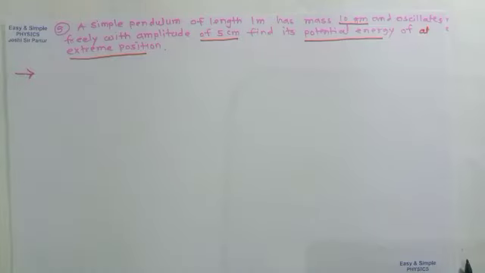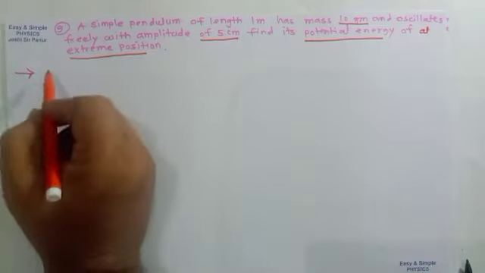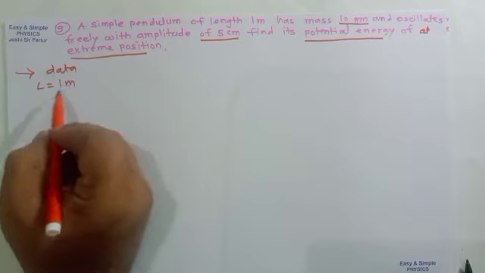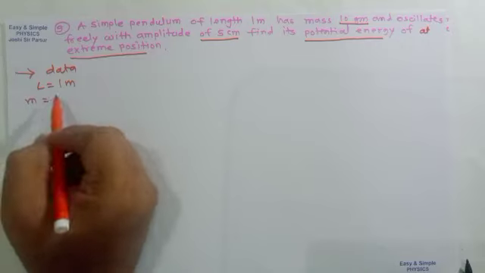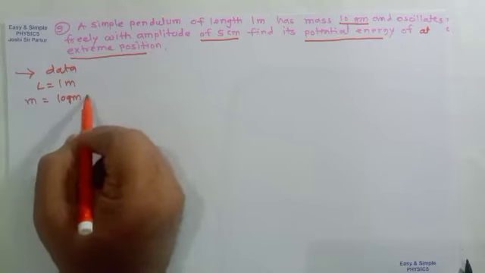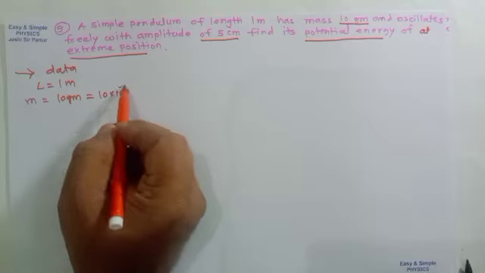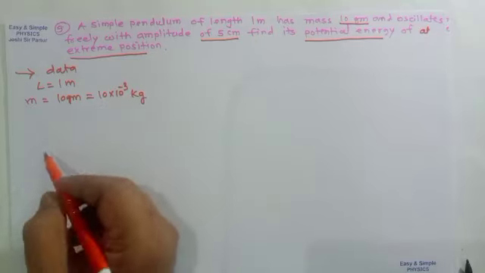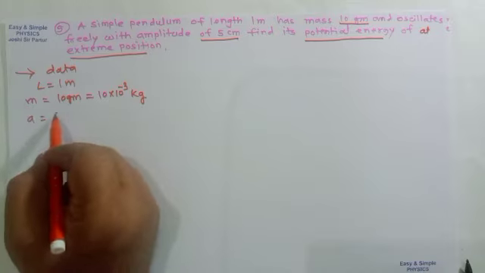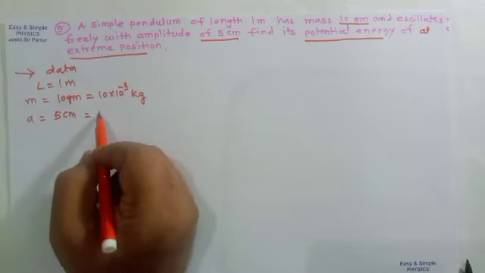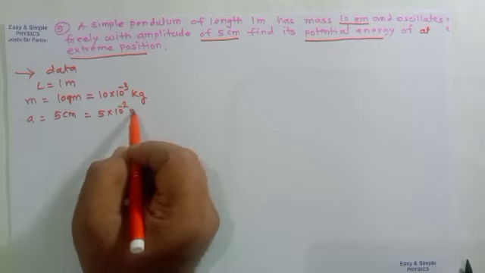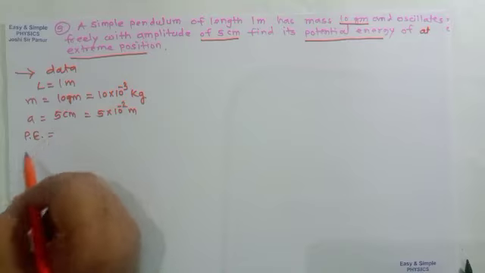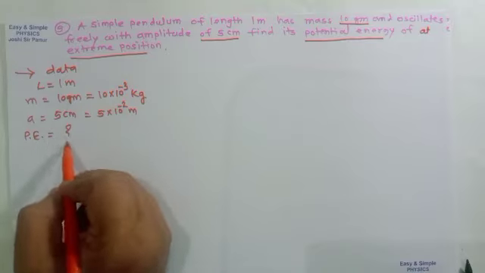By seeing the example, first we can write the data. Length is given as 1 meter, mass is given as 10 gram. So we can convert in MKS system, that is 10 into 10 raised to minus 3 kg. Amplitude is given as 5 centimeter, so 5 into 10 raised to minus 2 meter. And we can find out the potential energy. So potential energy can be calculated.